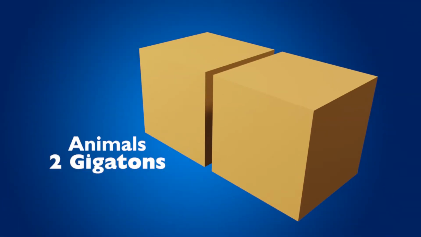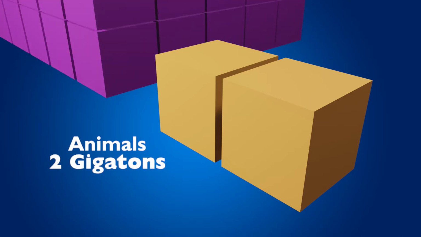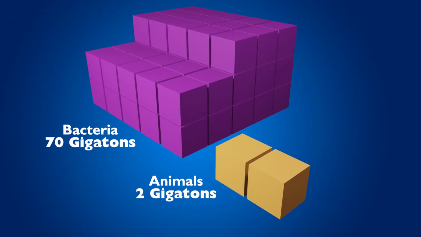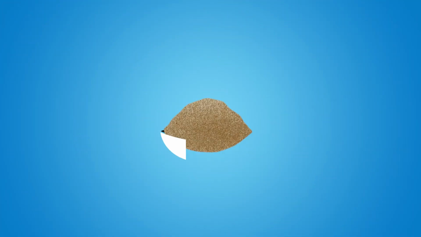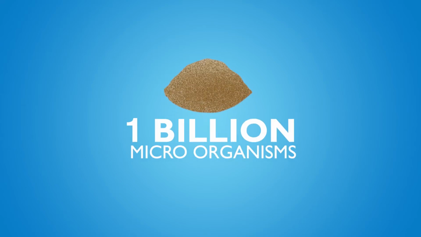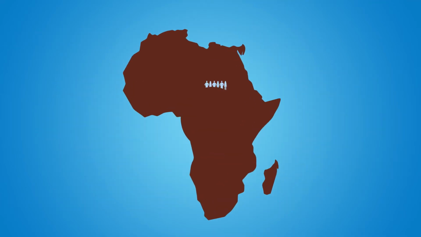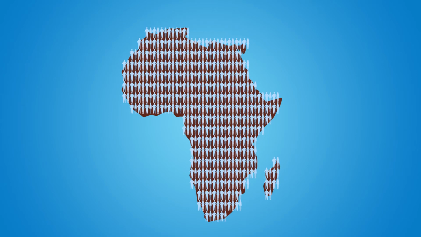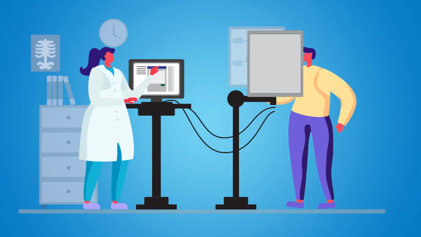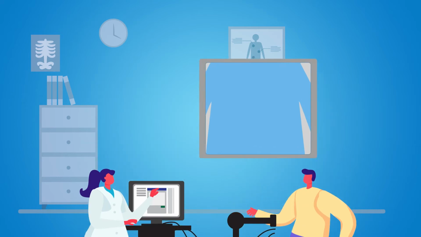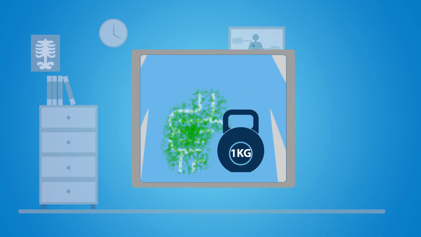Animals contribute a total of 2 gigatons of carbon, while all bacteria combined contribute a total of 70 gigatons of carbon on Earth. 1 teaspoon of soil can contain about 1 billion microorganisms, which is the same as the total human population in Africa. And within your gut, the total bacteria can weigh about 1 kilogram.